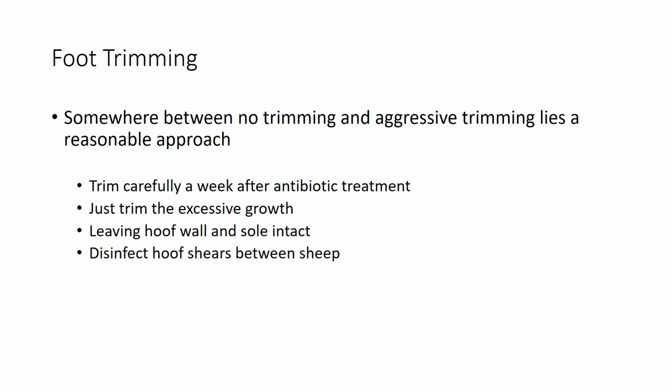First, producers will bring in their animals with foot rot, treat them with antibiotic, and if they do have overgrown hooves, come back 5, 6, 7 days later and just carefully trim the excessive growth off of those hooves. Not the aggressive trimming, but just trim the excessive growth. The folds, the overrunning, and things like that. Take particular care to leave the hoof wall and the sole of the foot intact. And then if you are worried about further spreading foot rot, simply disinfect those hoof shears between sheep.